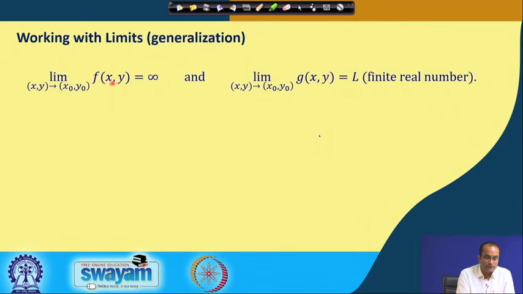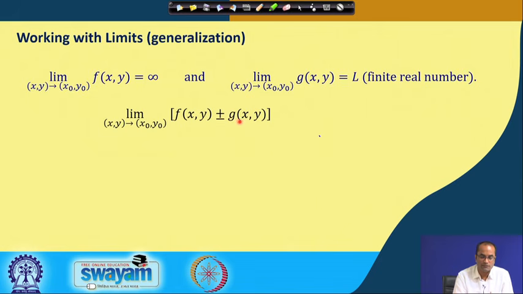If we have f(x, y) going to infinity and g(x, y) approaching some finite real number, in this case we can evaluate such limits, f(x, y) plus or minus g(x, y), since this is infinity already, and then we have here g(x, y) equal to L. It does not matter what this number is, as long as it is a finite number, then this limit will be just infinity.